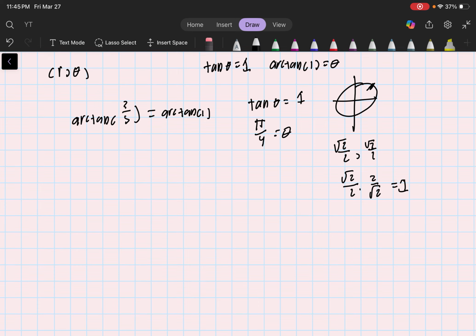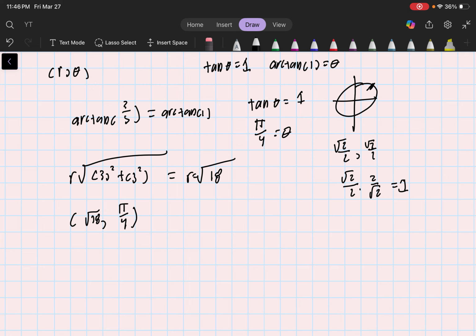And now we can take the distance of it. We know it's going to be 3 squared plus 3 squared. And that's essentially just, let me see if my math is right, root 18. So for this one, we can say that the polar coordinate would be root 18 with a theta of pi over 4.